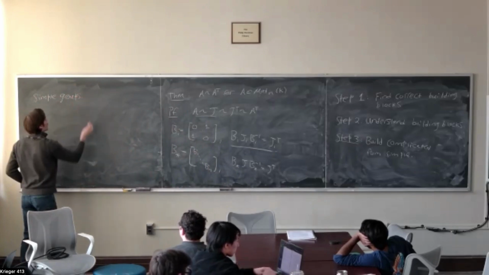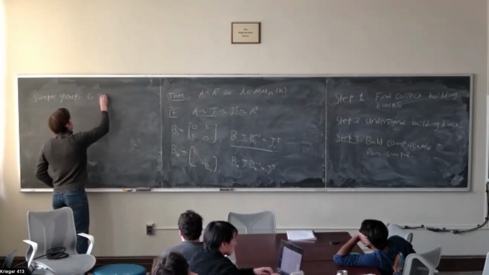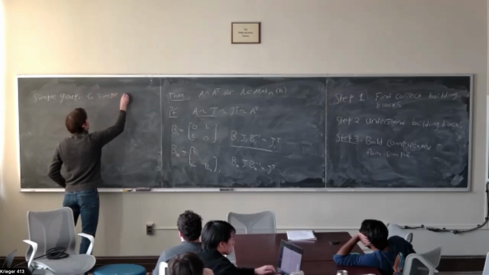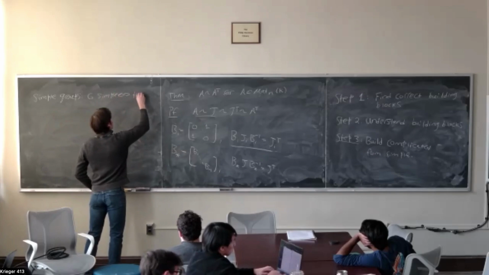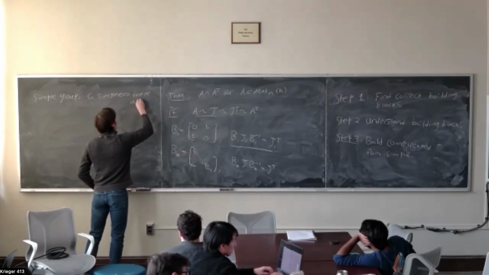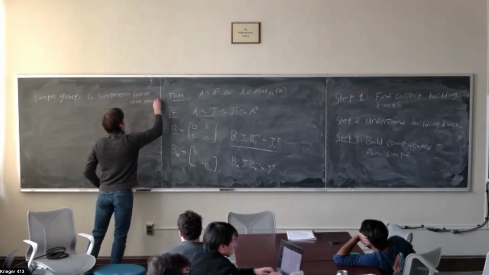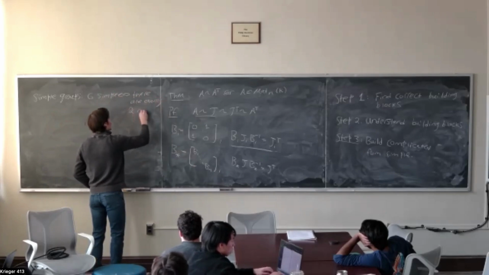So simple groups, we'll say G is simple if and only if there are exactly two normal subgroups.